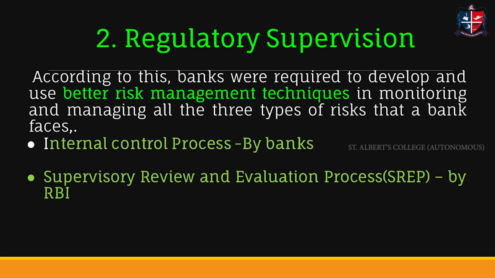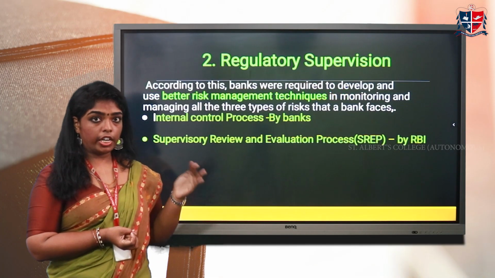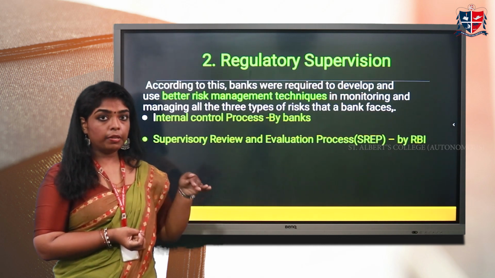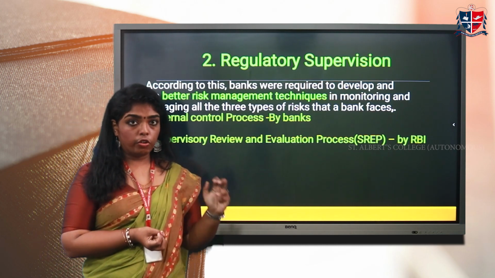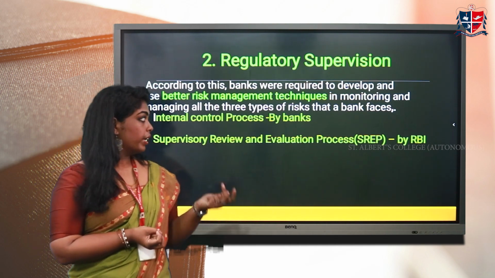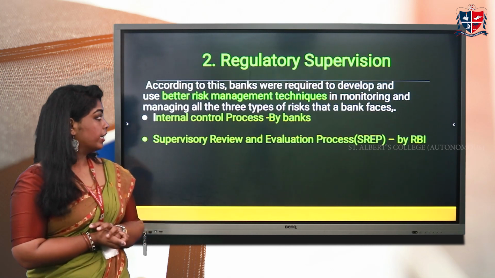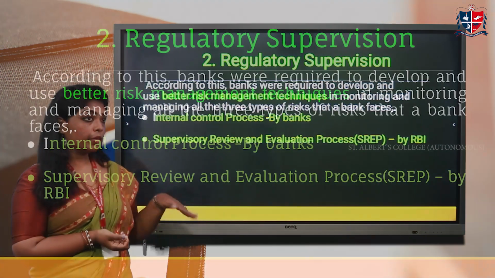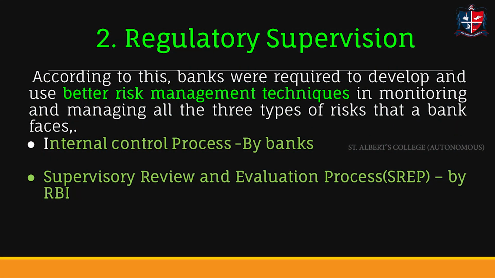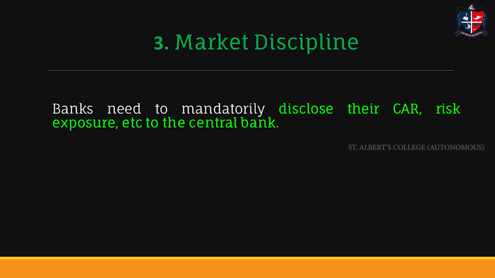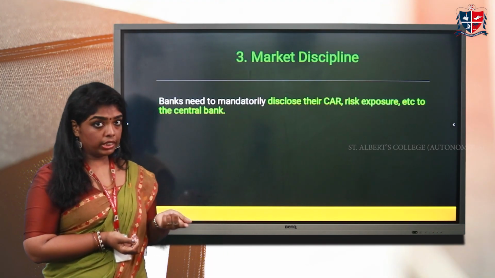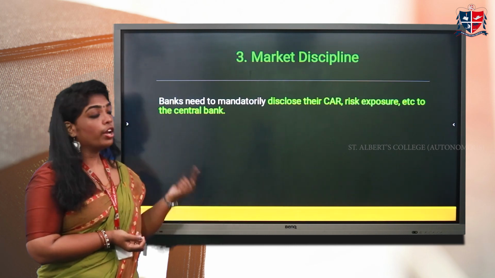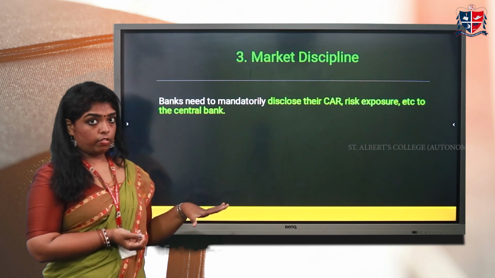With respect to regulatory supervision, as you all know, banks are usually regulated by the RBI. So regulation by the central bank was made more relevant, and internal supervision by the commercial banks was also made mandatory. It has two processes: the internal control process by the commercial banks themselves, and the supervisory review and evaluation process, or SREP, by the central bank, that is RBI. With respect to market discipline, the third pillar of Basel II norms, banks need to compulsorily disclose information about their CAR, or capital adequacy ratio, risk exposure, etc. to the central bank as and when it states.